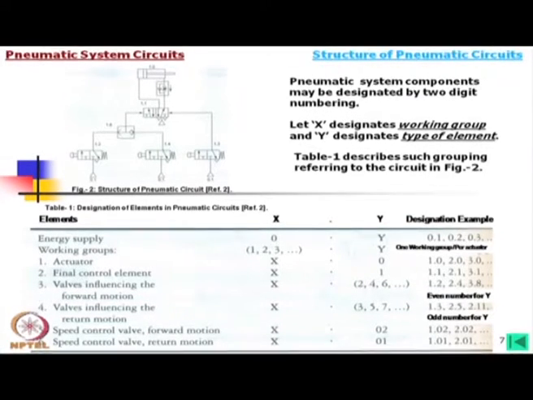So, we have used group 1, and then the element, say the actuator of this type, is designated 0, this control element is 1, then this element has 6 and this is 4, this is 3, this is 2, etc. So, this is just to give you an idea how these components are designated.